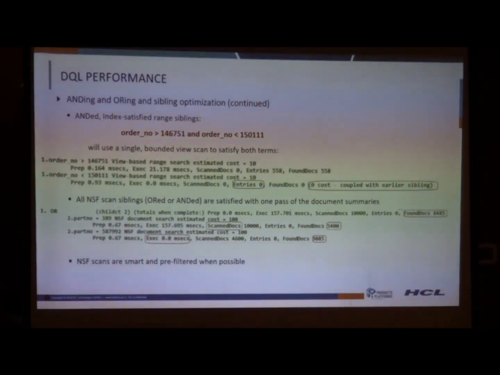All NSF scans, whether AND or OR, are satisfied with one pass of the document summary. In other words, we don't pass it multiple times per sibling. We'll pass it once and satisfy them all. We will also avoid searching documents that are already found. If you have found something, the second term won't be applied because we already found it. And NSF scans are also smart and pre-filtered where possible. If you have an NSF scan showing up with a view scan, the results of that view scan are passed as a pre-filter to the NSF scan, shrinking it in cost.